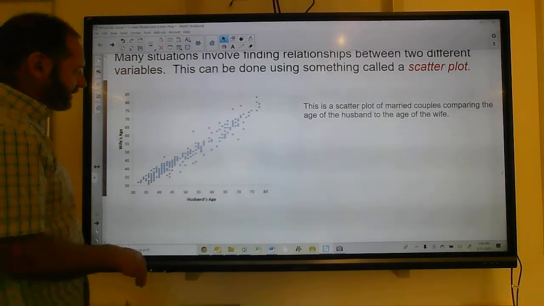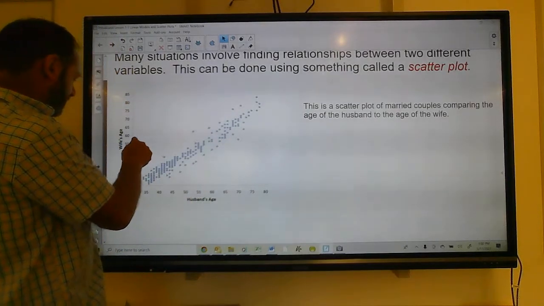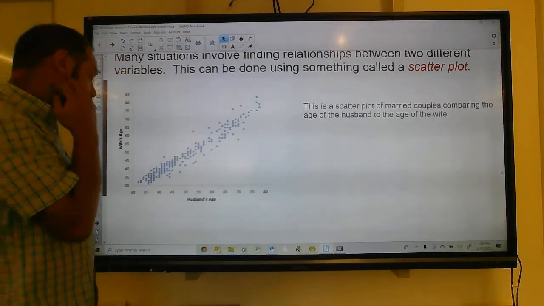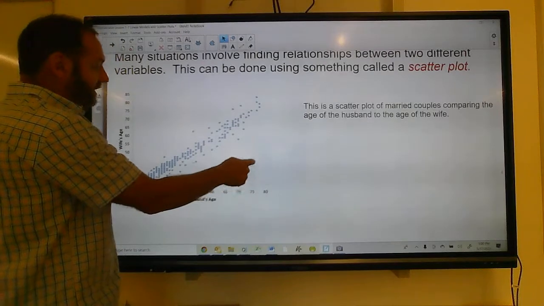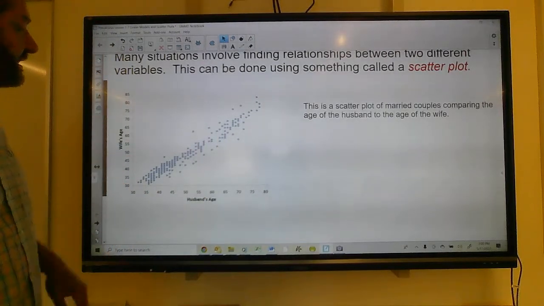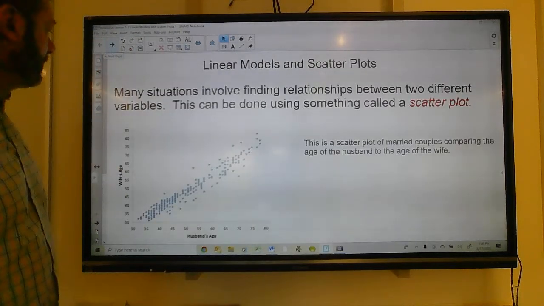Okay, now there's a few that are, this one, the man's pretty old. He's 70 and his wife's about 58 or so. There's always outliers. I mean, I'm sure you can find some that are down in here. But whatever this data was that was collected, this is what they got.